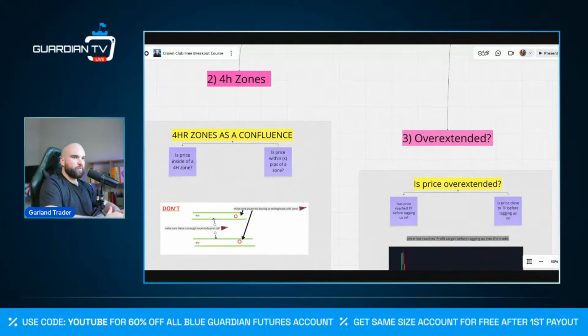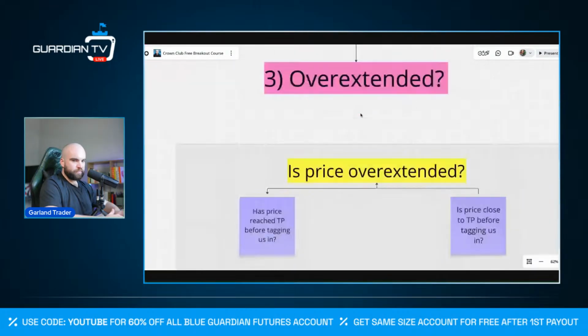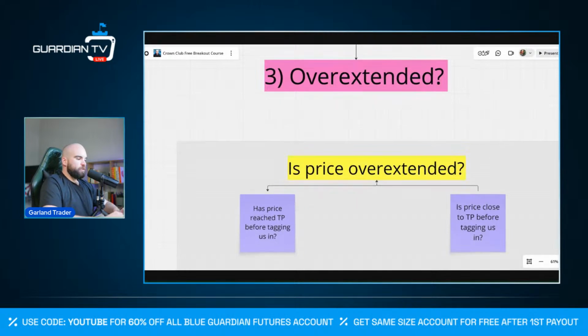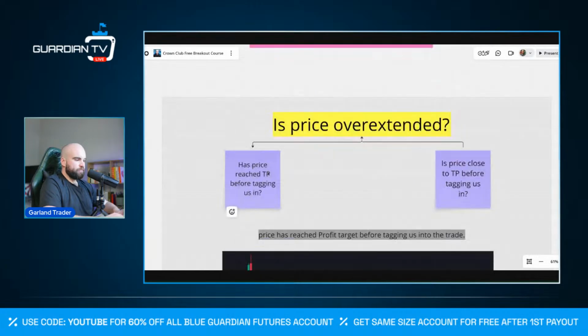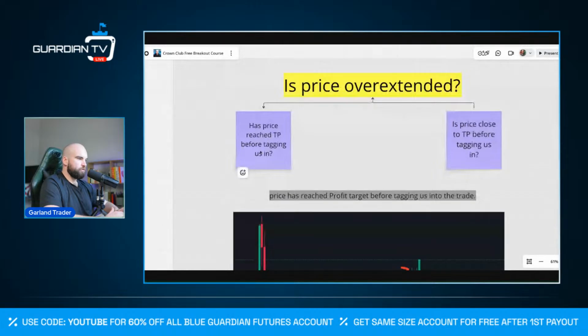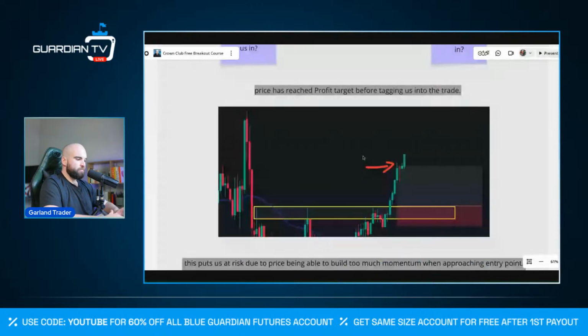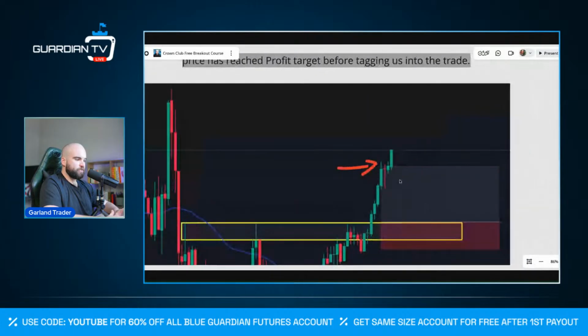The next thing we look at is, is price overextended? All right, so all we're looking at is, has price reached TP before tagging us in? Or is price close to TP before tagging us in? Those two things are going to be against us. Okay, so if one of these is true, that confluence is against us. So in this example here, you can see price has reached profit target before tagging us into the trade.